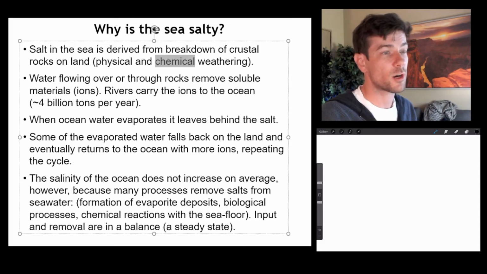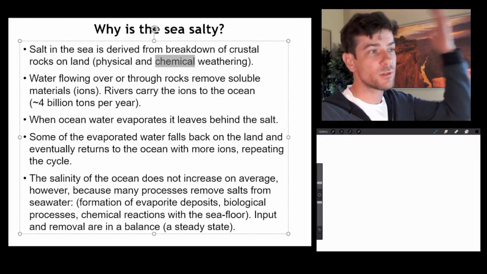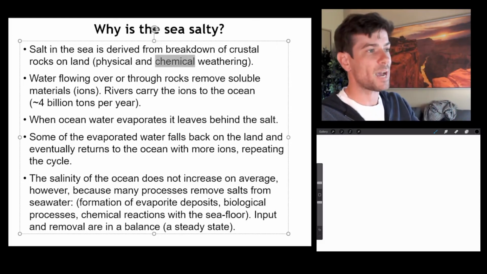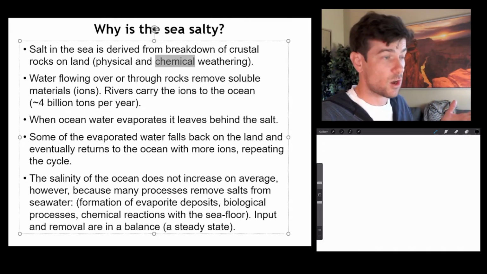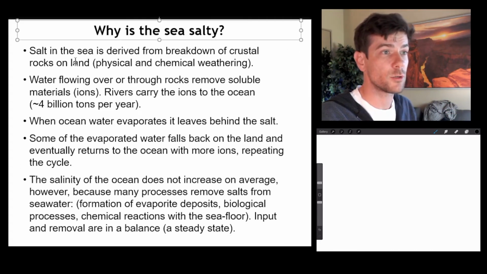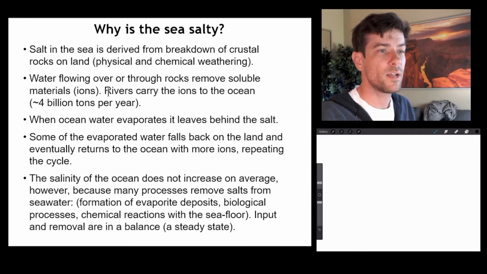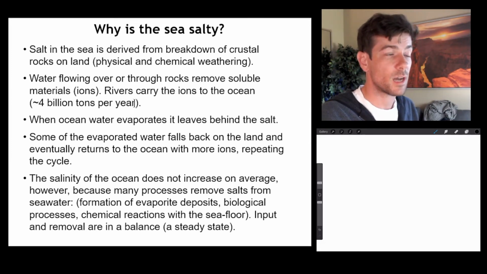All right, water evaporates from the ocean continuously and rains, delivering it back to the ocean. Okay, and carrying along with it dissolved material in the form of ions. Okay, so an ion is a dissolved species in a solution. Okay, and rivers carry ions to the ocean at a volume of about 4 billion tons per year. It's a non-trivial amount. It's a huge amount of dissolved material that's flowing into the ocean.